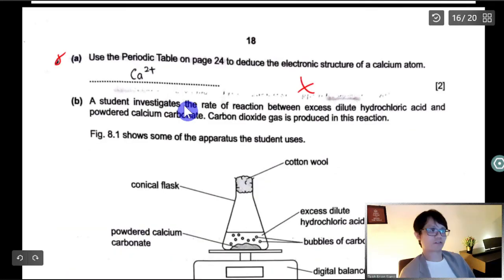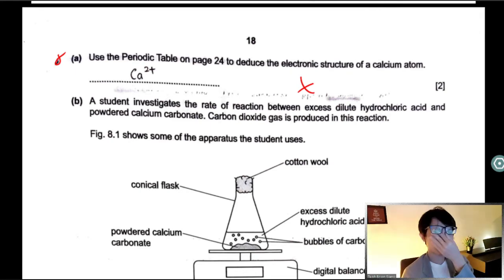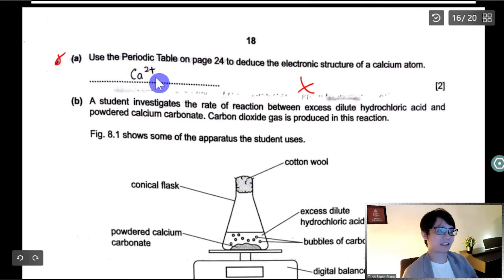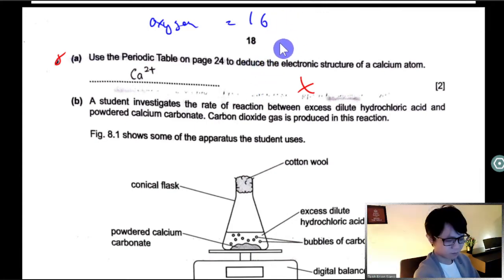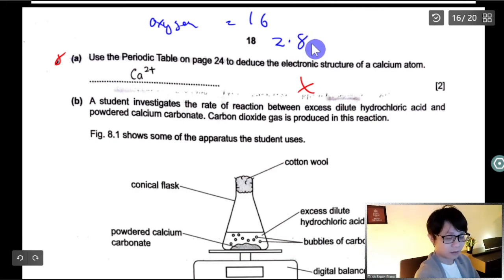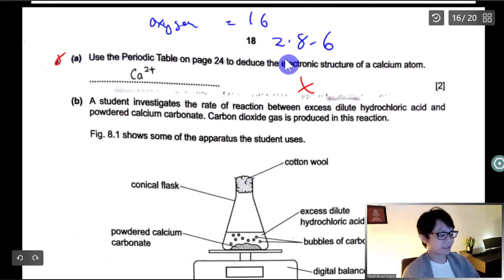Use the periodic table, page 24, to deduce the electronic structure. What do we mean by electronic structure? Of course, this one is wrong, this one is not electronic structure. Okay, let's say oxygen. So oxygen is 16, right? 16 proton number, if I'm not mistaken. So with 16 proton number, the electronic configuration will be 2.8.6. Understand or not?